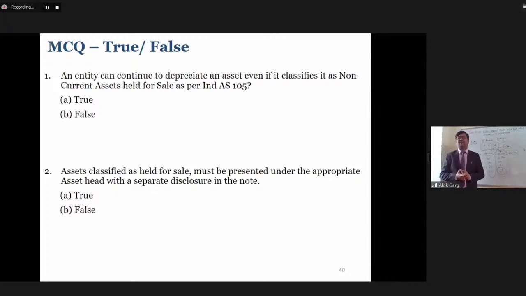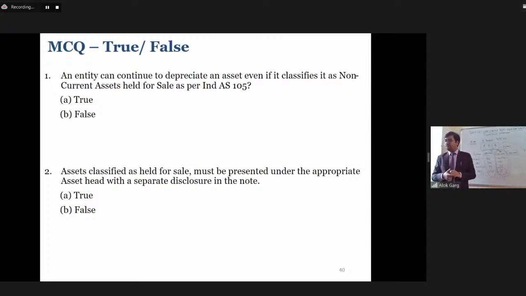As far as measurement is concerned, this non-current asset and disposal group held for sale has to be measured at the lower of fair value less cost to sell and carrying value on the date of classification. So the carrying value on the date of classification of the respective asset and liability has to be calculated as per the respective standard. For example, in case of Ind AS 16, you need to calculate the depreciation, and you need to calculate the impairment loss, if any. After that, if there is a loss between the carrying value and fair value less cost to sell, it will go to P&L. It will go to impairment loss.